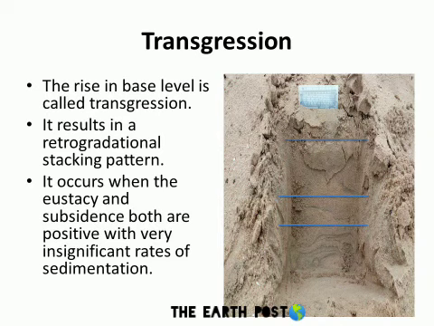Now, from our earlier discussions, we have found that there are events of base level rise, there are events of base level fall, and accordingly some events have been designated. And the first one of them is transgression. Transgression is defined as the rise in base level, and it results in a retrogradational stacking pattern. Retrogradational stacking pattern, in very simple terms, means a fining upward sequence. That means the amount of silt portion increases with respect to the sand portion as we move upward in a sequence. It occurs when the eustasy and subsidence both are very positive with insignificant rates of sedimentation.